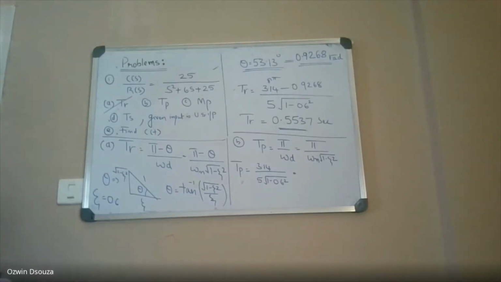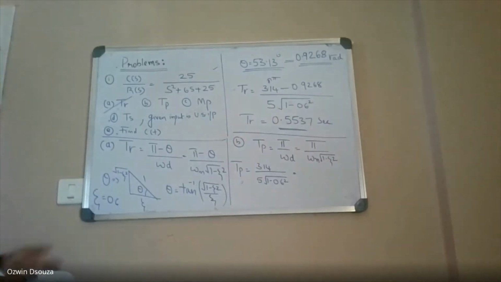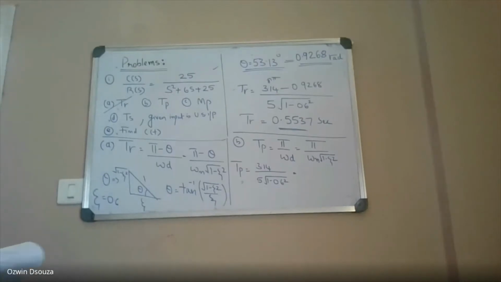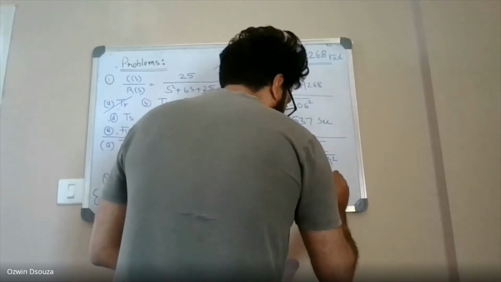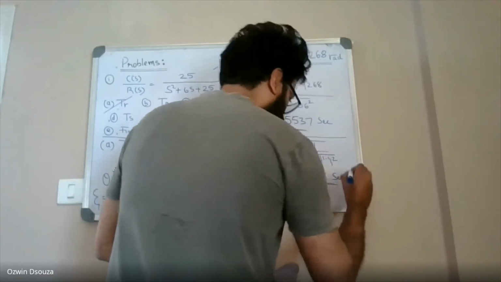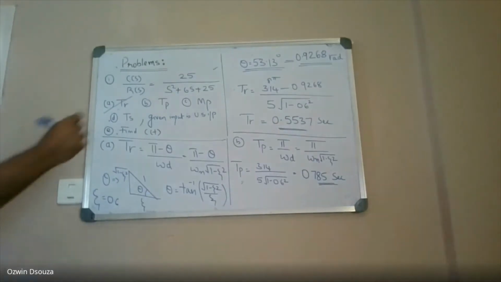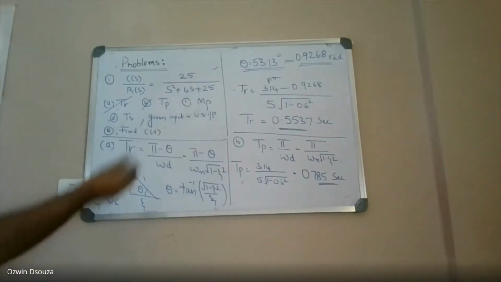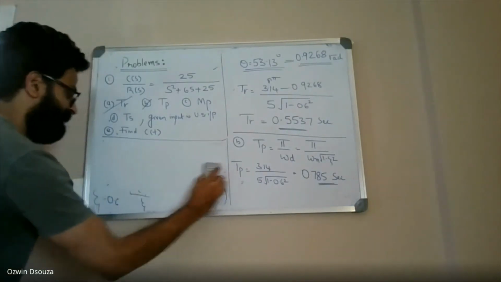So the numerator is bigger than your rise time numerator. That's because TP takes place after the rise time, right? So the time is 0.785 seconds. So that's your peak time, TP. So two things you have calculated, rise time and peak time. Now you can calculate MP. MP is also called the maximum overshoot.